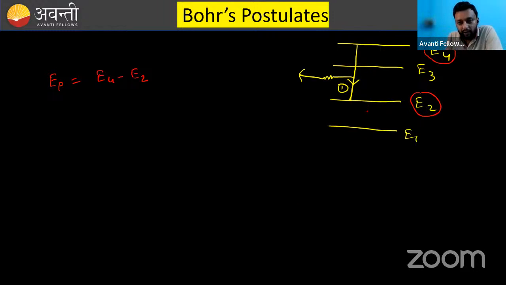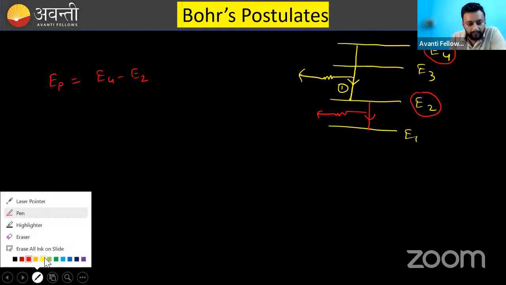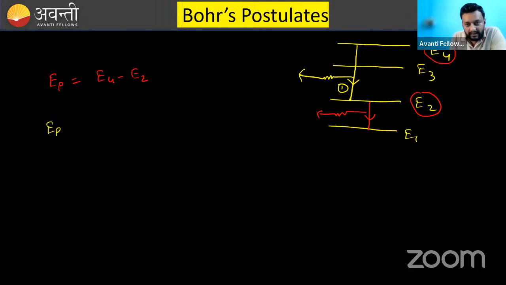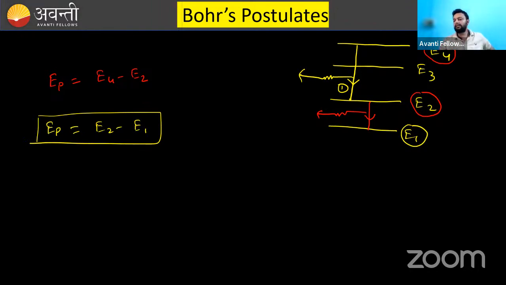Let's suppose it is returning back from the second orbit to the first orbit, then what will be the energy of this photon? You will say the energy of the photon in the second case will be the energy level difference, that is E2 minus E1. Is this thing clear? If you say it is clear, only then I will move. Okay, very good.